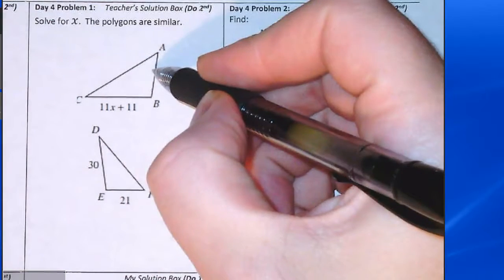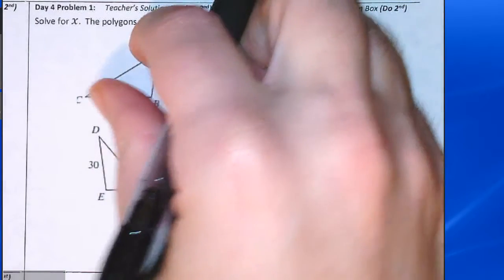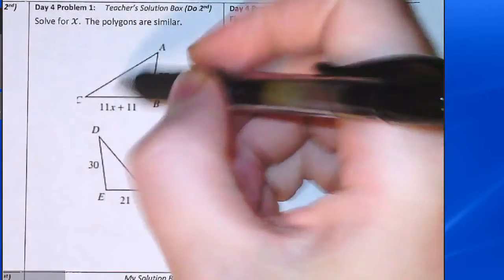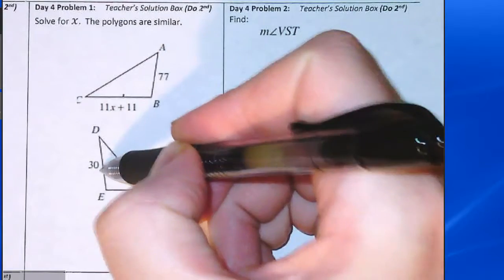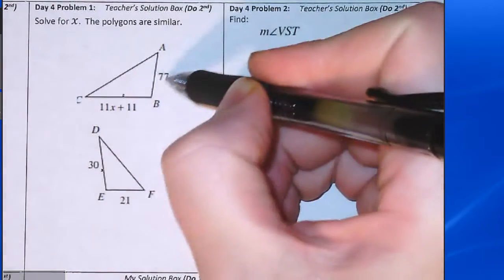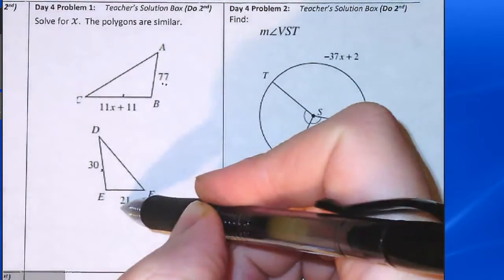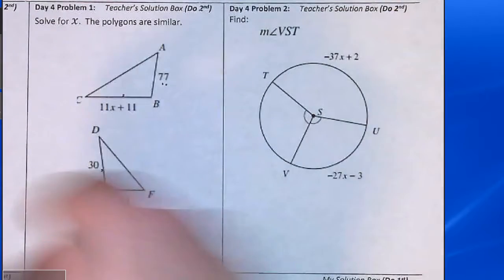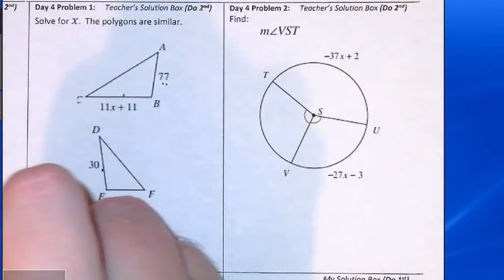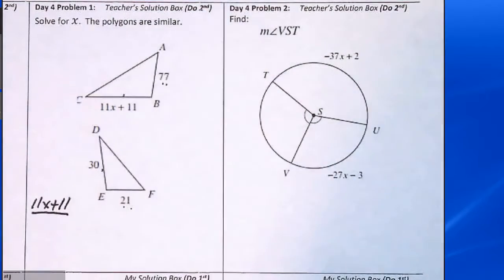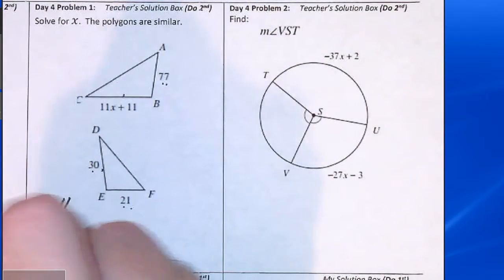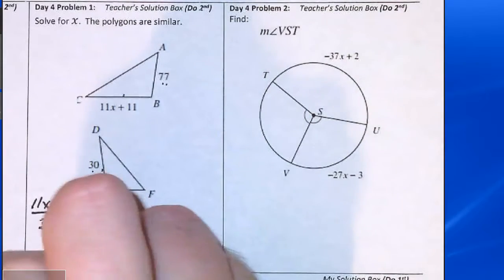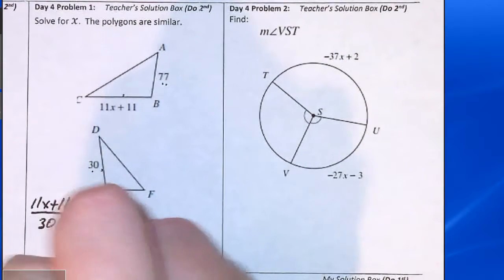I think if we take that top triangle and twist it a little bit, we could say that that side there and that side there are corresponding, and that the side there would correspond to the 21. So let's create a proportion from matching those parts. 11x plus 11 corresponds to the 30, as the 77 corresponds to the 21.